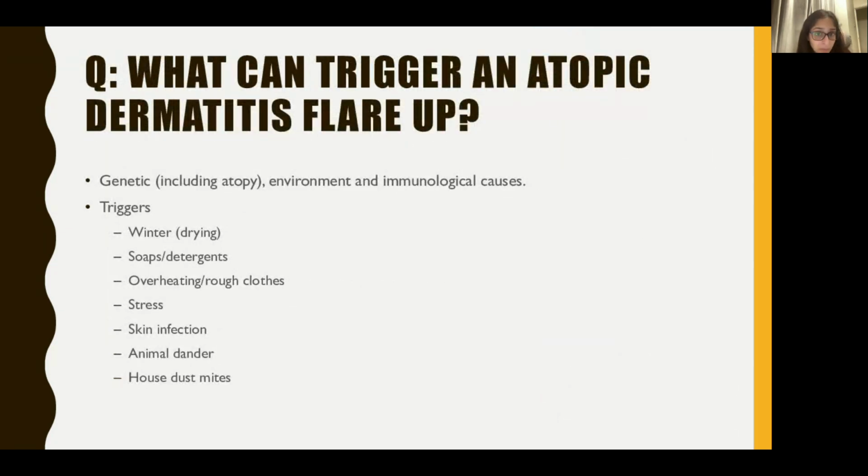So, there are multiple triggers for atopic dermatitis. Of course, atopy is one of the things that's genetically related, along with environmental and immunological causes. In winter, people often find that the skin is drier. Soaps and detergents can cause irritation, which is related to irritant contact dermatitis as well. Also, overheating or rough clothes, stress, skin infections, animal dander, and house dust mites.